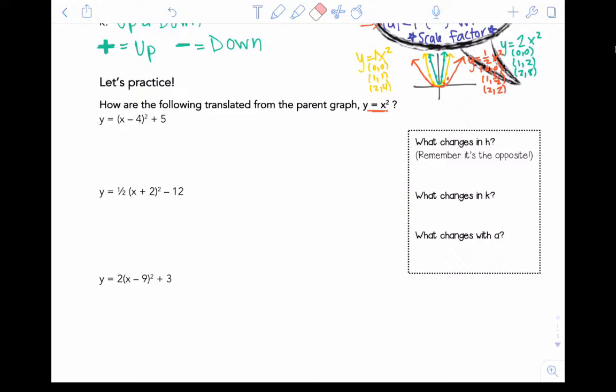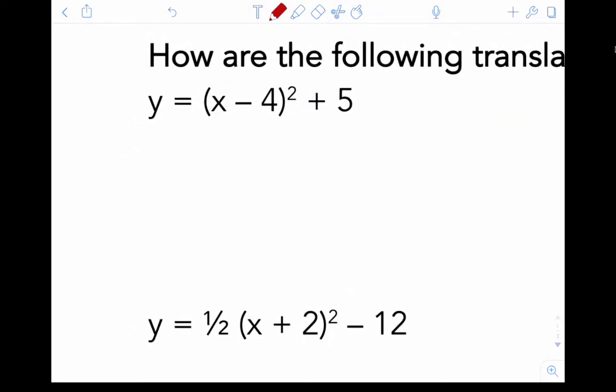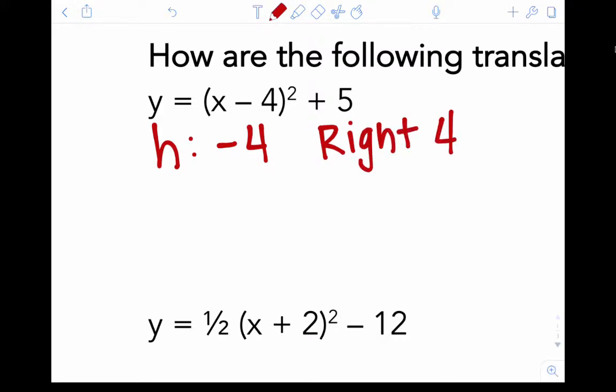So let's go through and do this. All right, so this first one, h, my original h was 0. My new h is -4. So if I look back at my notes, a negative means that it's going right 4. Next, I have k that I need to look at. Well, the k was 0. Now the k is 5. A positive 5 for k means that it's going to go up 5.